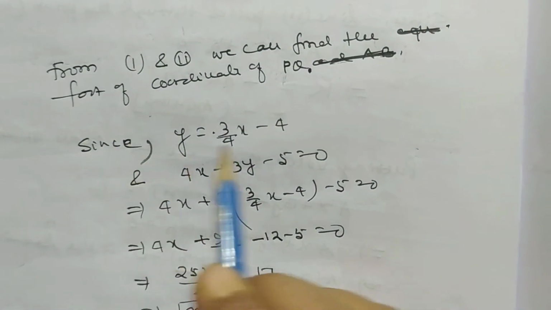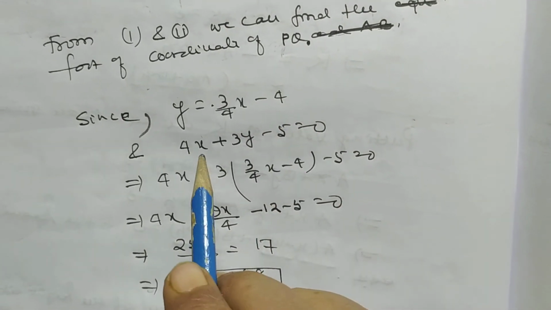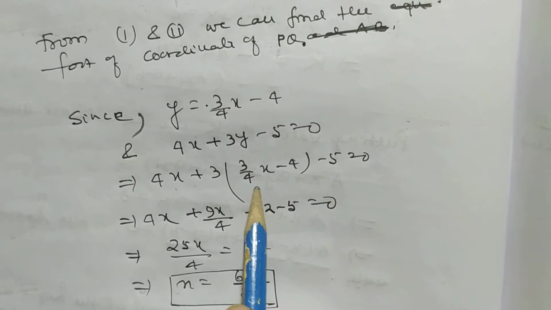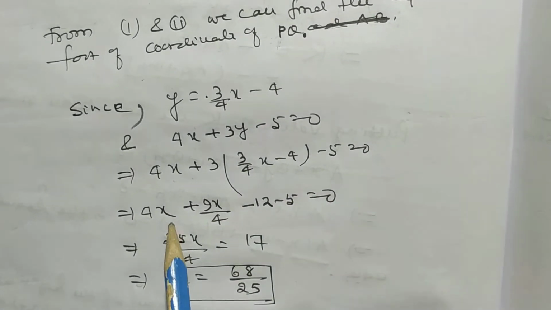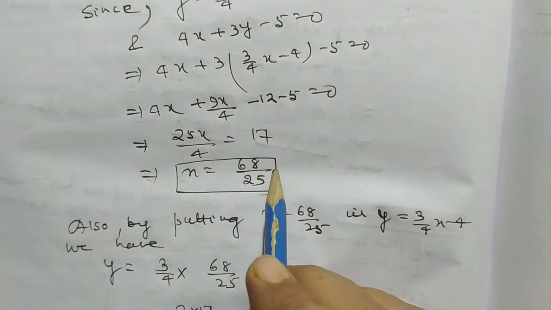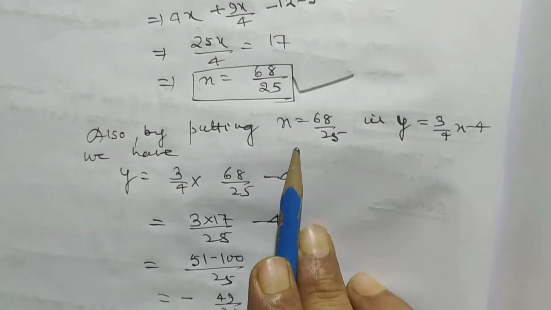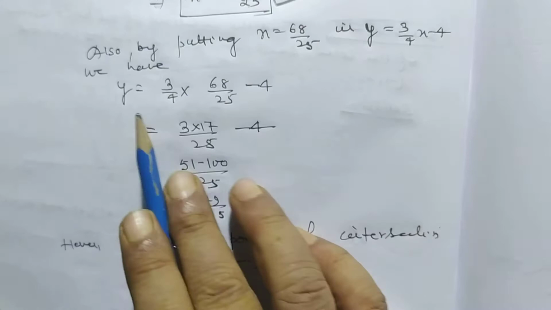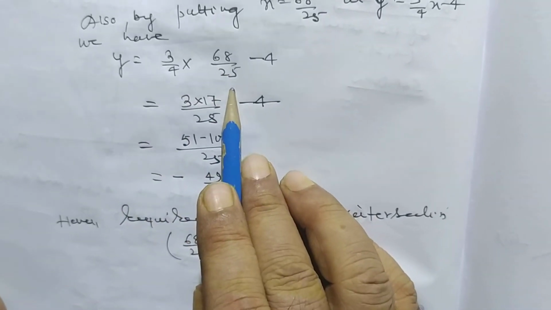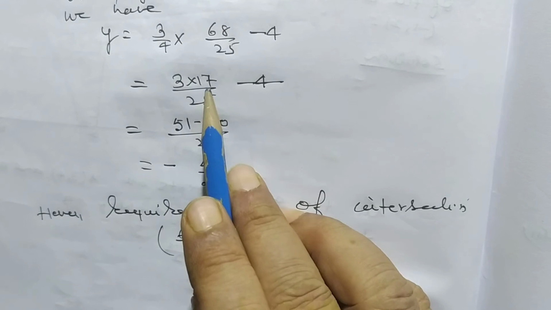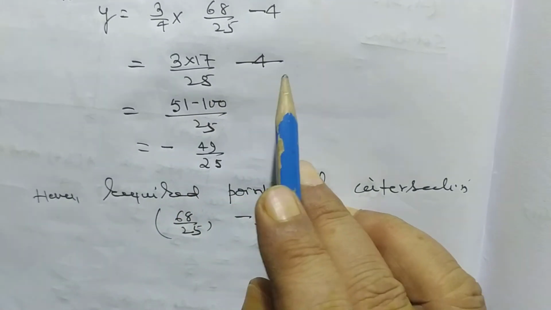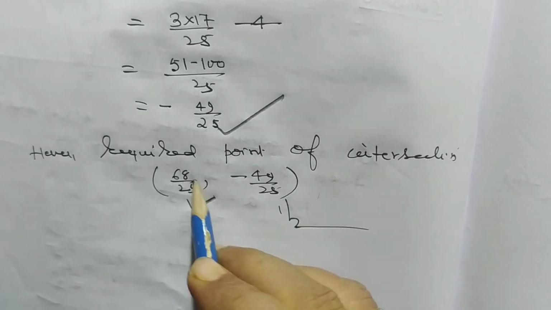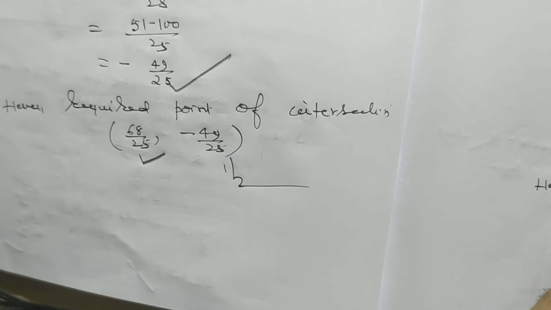Since y is equal to 3 by 4 x minus 4, in 4x plus 3y minus 5 is equal to 0, that is 4x plus 3 within the bracket (3 by 4 x minus 4) minus 5 is equal to 0. After solving, we have x is equal to 68 by 25. Also by putting x is equal to 68 by 25 in y is equal to 3 by 4 x minus 4, we have y is equal to 3 by 4 into 68 by 25 minus 4. That is 3 into 17 by 25 minus 4. That is minus 49 by 25. So the required coordinates are (68 by 25, minus 49 by 25).